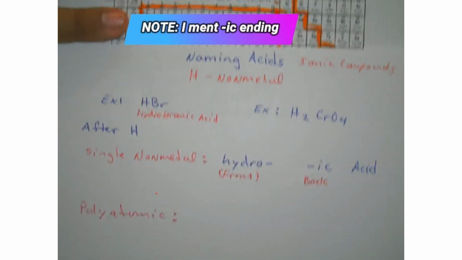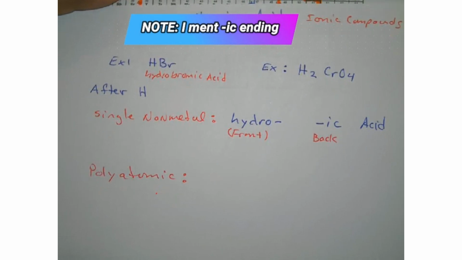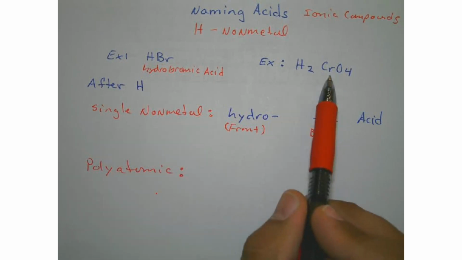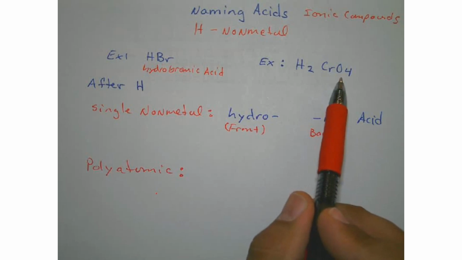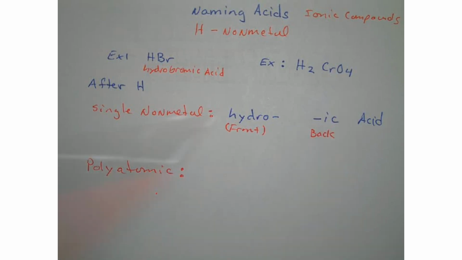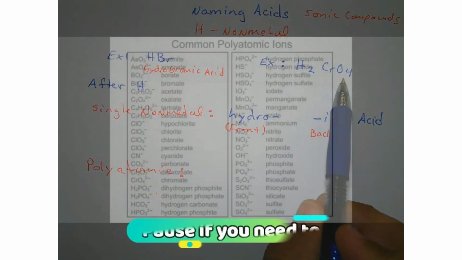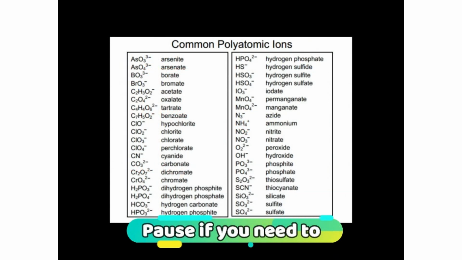Really, really simple. Now let's look at polyatomics. Same thing with polyatomics. We don't care about the H. What's happening after the H? So we're going to look. Oh, look, there's more than one element. That's a polyatomic, right? So we see it's a polyatomic, so we're going to go to our list of polyatomics, and we're going to find CrO4. So let's do that now.